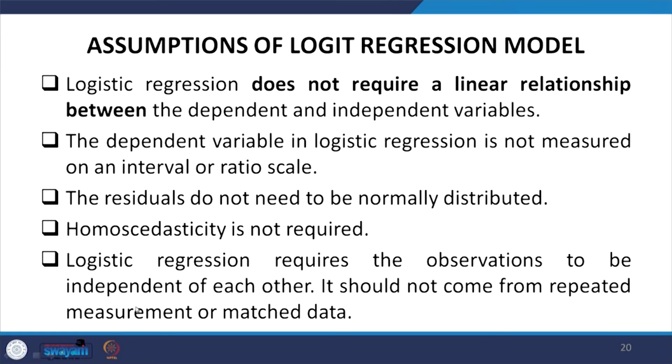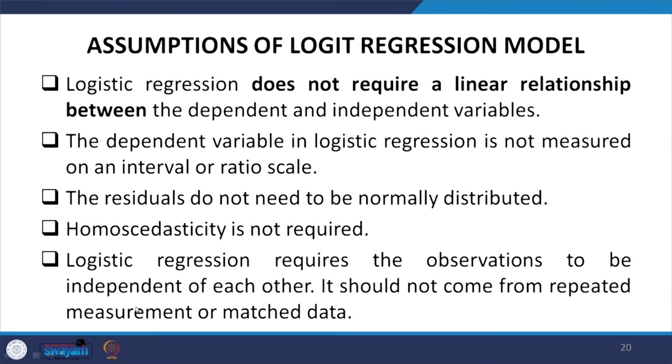So, now what are the important assumptions? Logistic regression does not require a linear relationship between the dependent and independent variables. That is one of the most important aspects. So far in the earlier models, we only discussed linear relationships. So, Logit and even Probit do not necessarily require a linear relationship. That can be converted to a linear format for estimation, but originally they do not require a linear relationship.